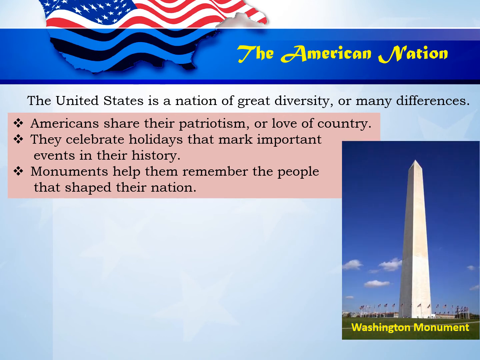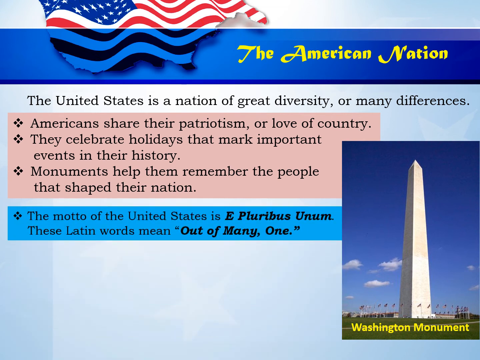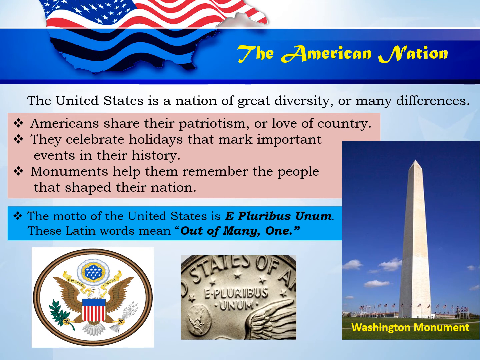And look at the monument here. Monuments all over the United States help Americans remember the people and events that have shaped their nation. The Washington Monument in Washington, D.C., for example, honors George Washington, the nation's first president. The United States has a motto or saying that describes the American people, and it says, E pluribus unum. This Latin phrase means out of many, one. People of different cultures and from many countries have come to the United States, and together they become something new, Americans. Look at the pictures here. The nation's motto, E pluribus unum, is engraved on all United States coins, and it is also included in the Great Seal of the United States.